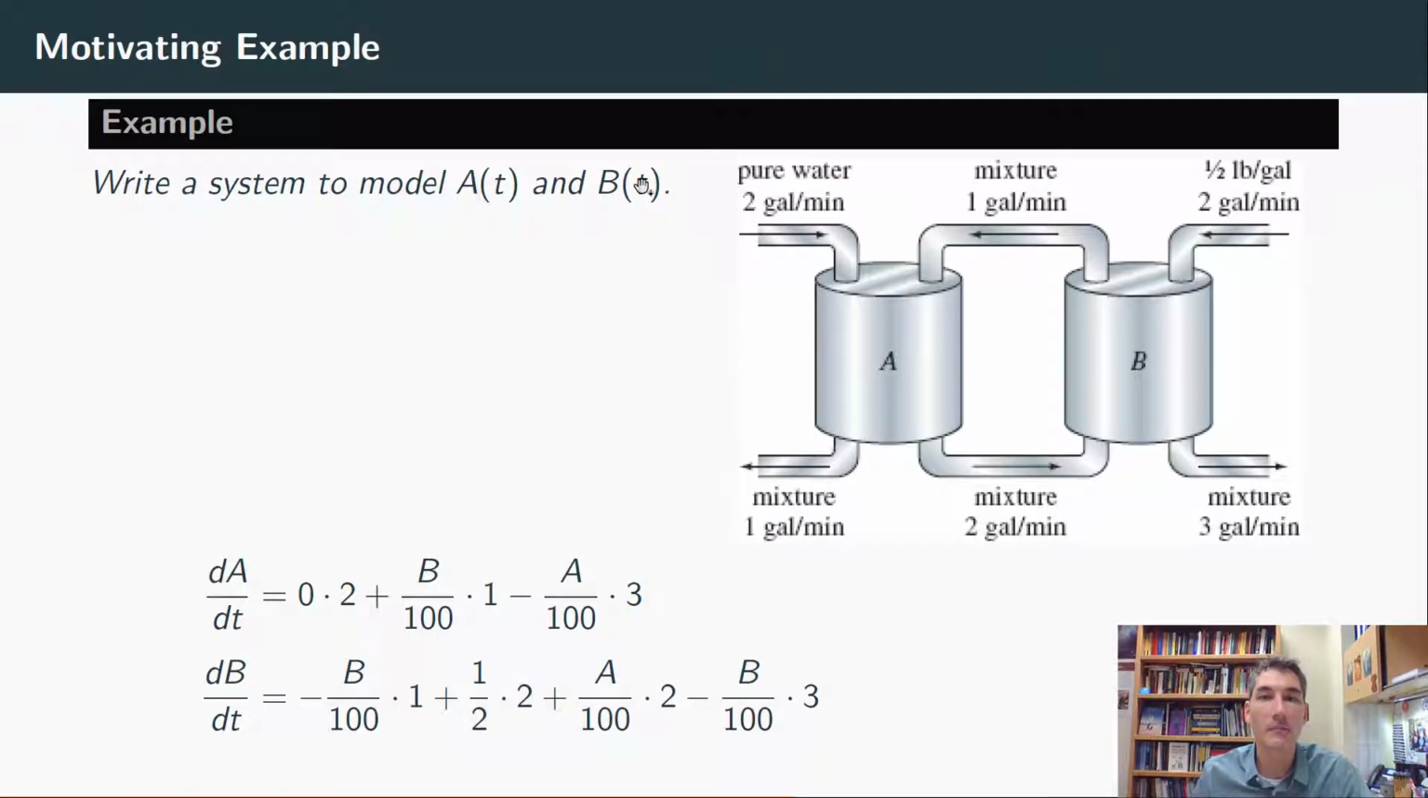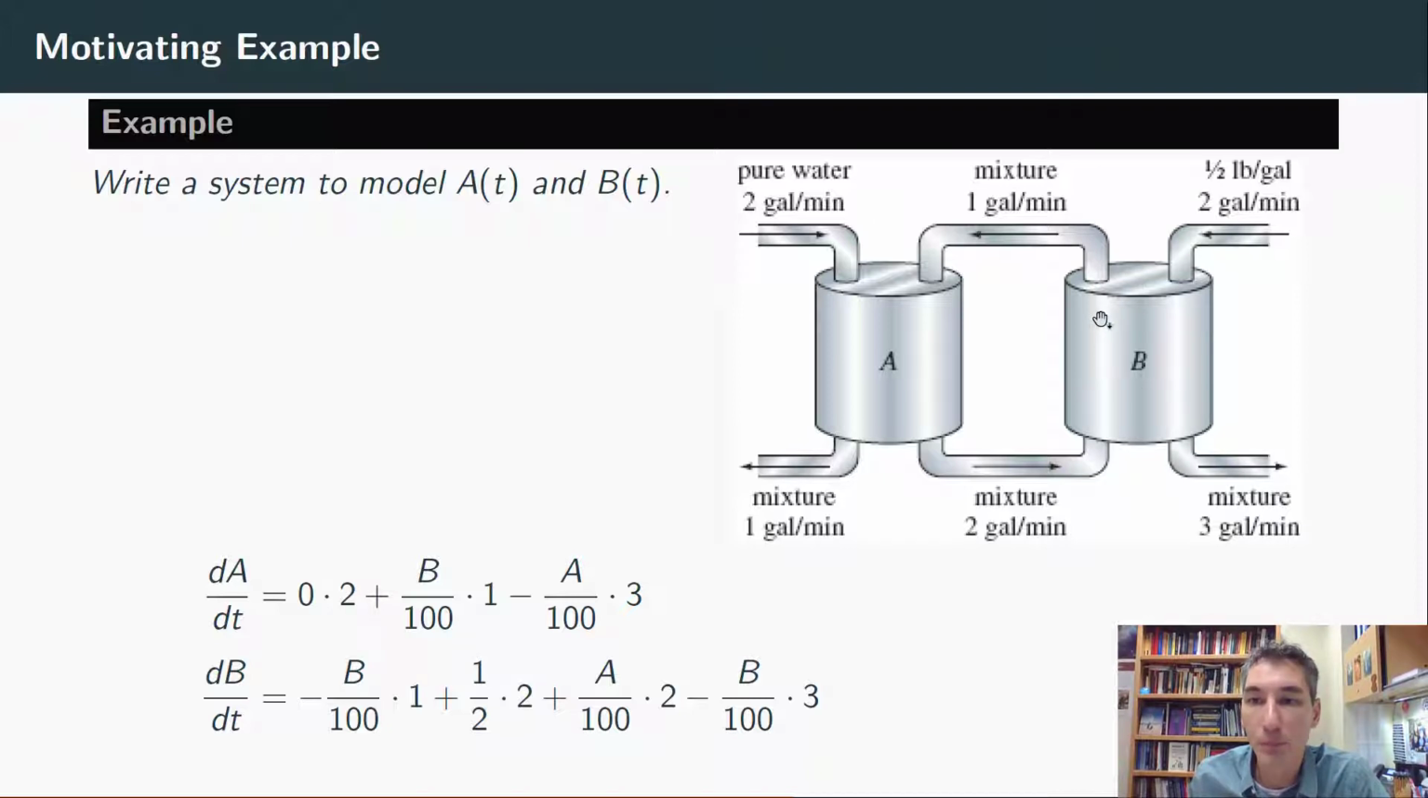So we're going to now try to model it for A and B. We need a differential equation for A and B, which is really just asking the question, how is the amount of salt in A and B changing? Well, let's take a look. In tank A, you've got pure water coming in, 2 gallons per minute. So that's 0 pounds per gallon, 2 gallons per minute. So that's a net 0 pounds of salt coming in.